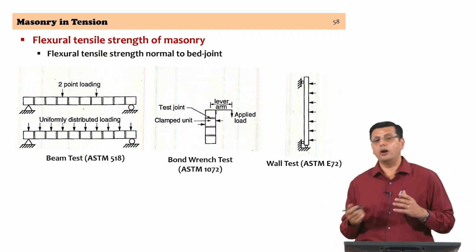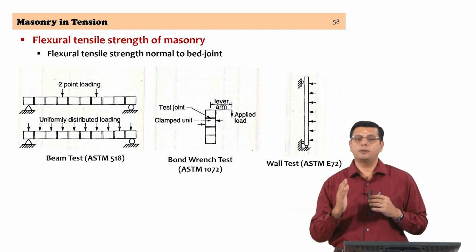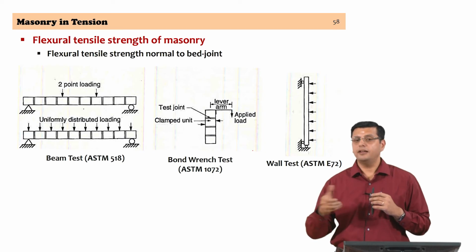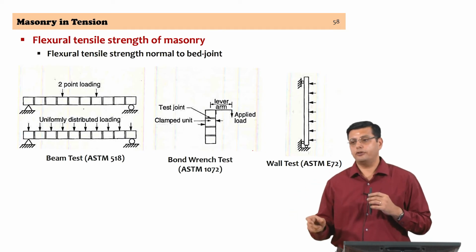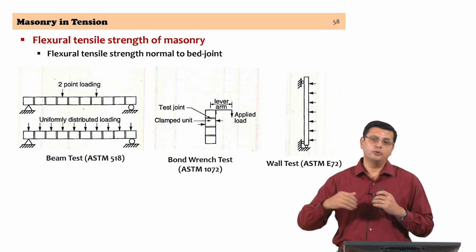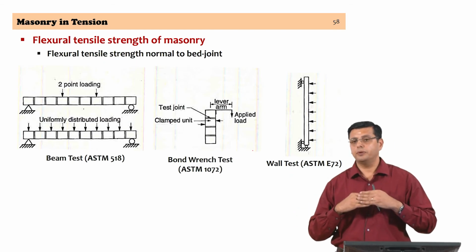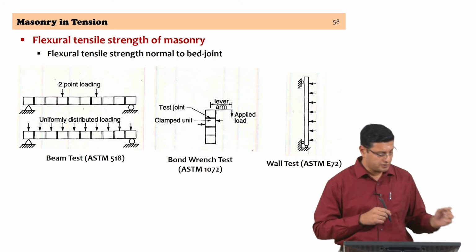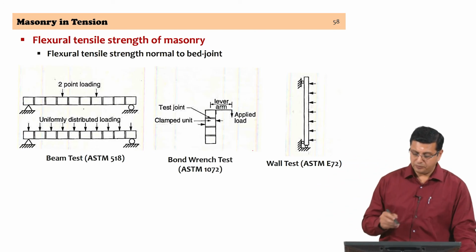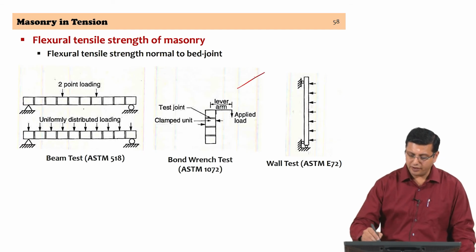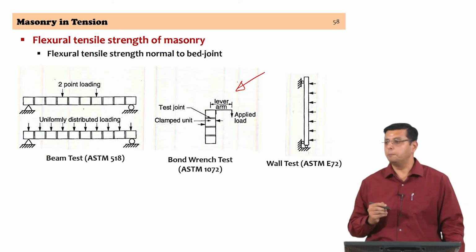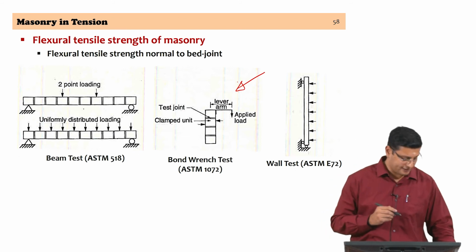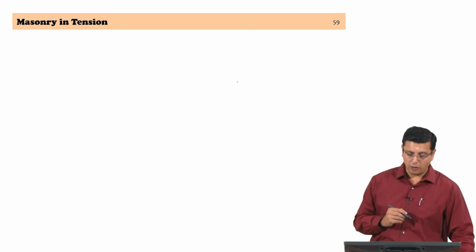You can also do a wall test, subject the wall to some lateral loads, and then the single stack of bricks, when subjected to lateral loads, you will have failure of the joint with tension occurring normal to the bed joint. You can make an estimate of the flexural tensile strength normal to the bed joint. It is interesting to examine the bond wrench test. It is a rather simple test, very effective in estimating the flexural tensile strength normal to the bed joint.